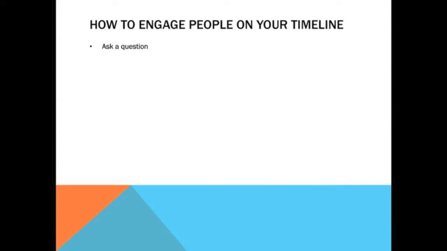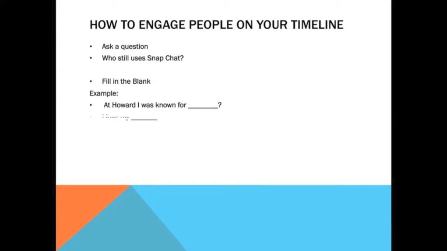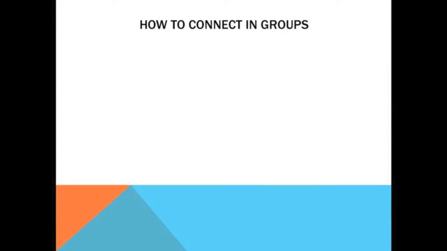How to engage people on your timeline. You're going to ask a question like this, maybe who still uses Snapchat? That's going to get people engaging on your profile, and what that's going to do and help you with is actually boost the next post that you do. The more engagement you get on one post, the more engagement you'll get on the next post. Fill in the blank. At Howard, at Rutgers, I was known for blank. So whatever your college is, I was known for blank. I love my blank. Okay, quotes. Post engaging pictures, post blog posts, all those things are going to definitely help you get engagement on your page.